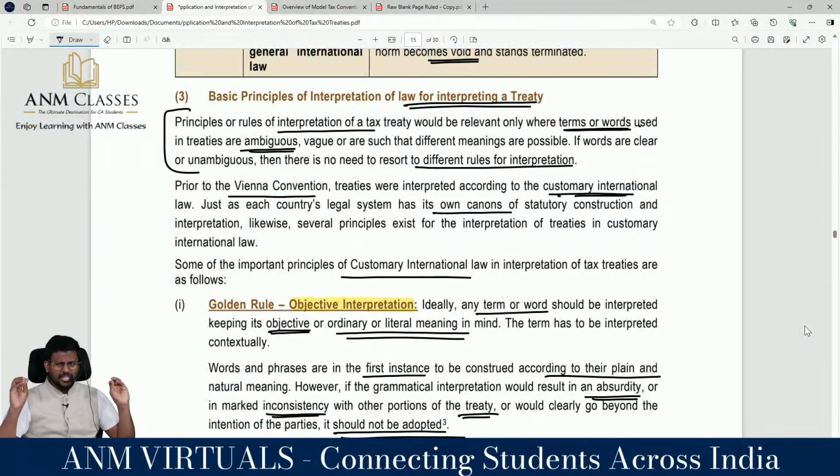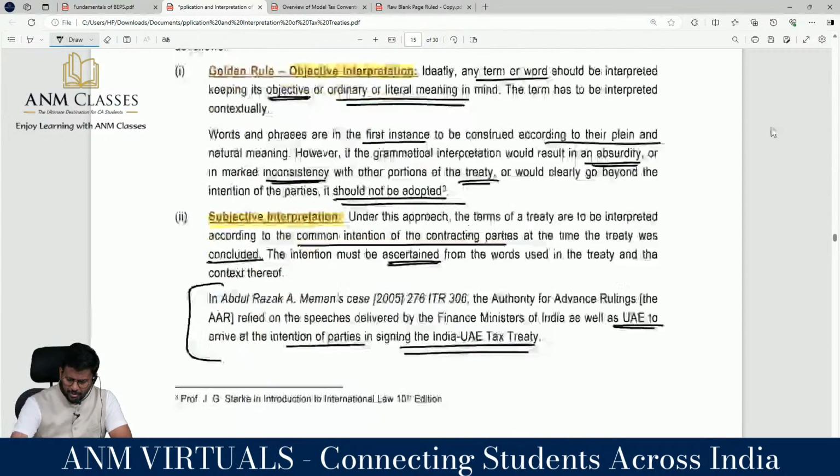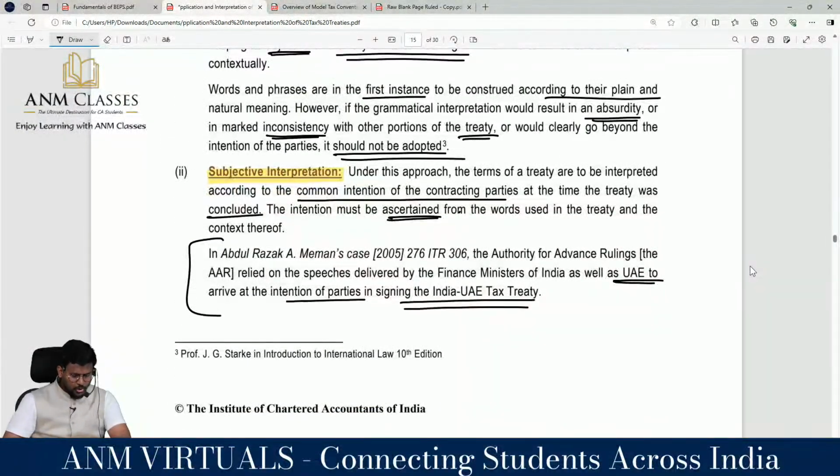Objective interpretation: we should interpret a treaty to achieve the objective of the treaty. Subjective interpretation: you should keep the common intention of the parties at the time when the treaty was concluded. These are the keywords.